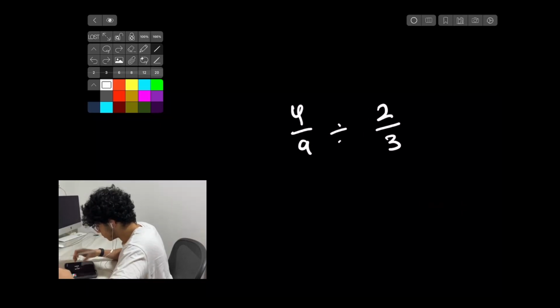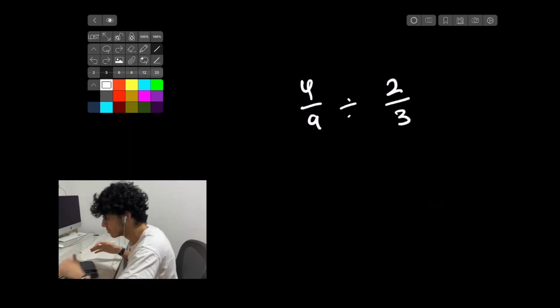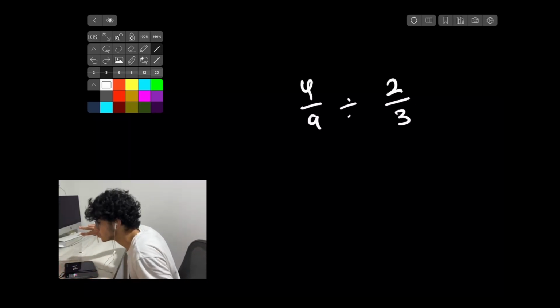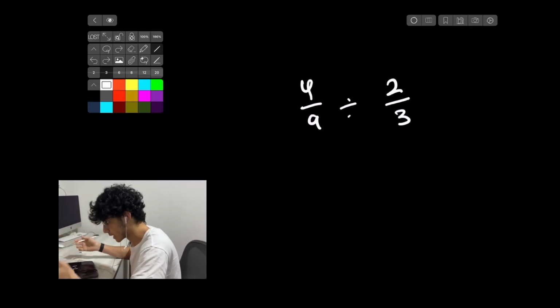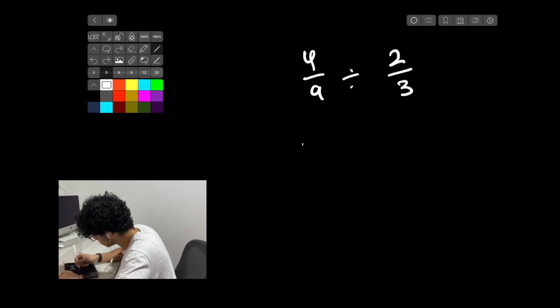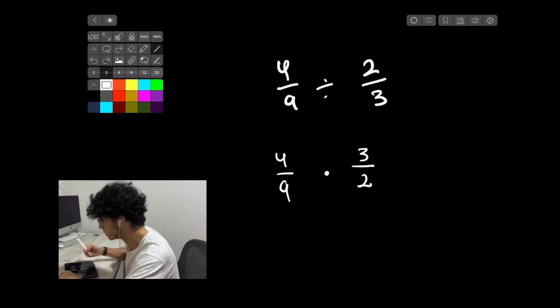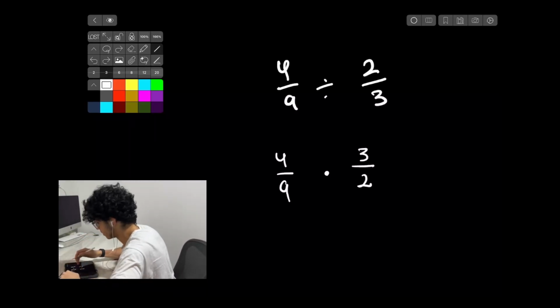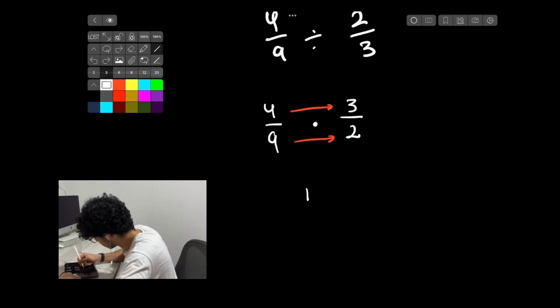So for example, right here, if I have 4 over 9 divided by 2 over 3, I don't know what that means, but let me turn it into something that I know. Well, how do I turn it into something that I know, like multiplication? Well, all I'm going to do is turn this division sign into a multiplication of the flipped fraction, from 2 over 3 to 3 over 2. And now we know how to deal with this. 4 times 3, that's 12, 9 times 2, that's 18.